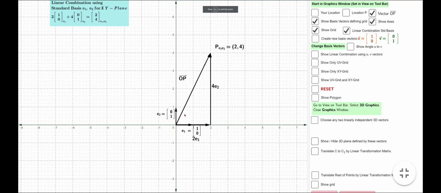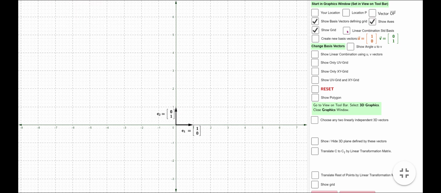Okay. All right, so any vector in R2 can be expressed as a linear combination of the two vectors E1 and E2, right? And E1 and E2, I'm saying that these are linearly independent. So what that means is that these vectors over here would form a basis for the two-dimensional space R2.